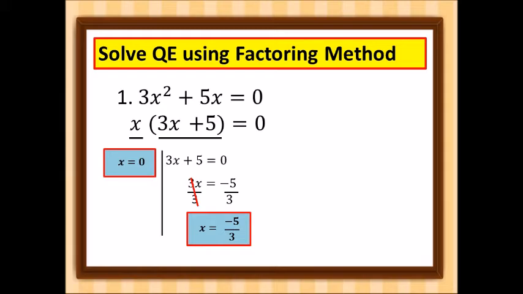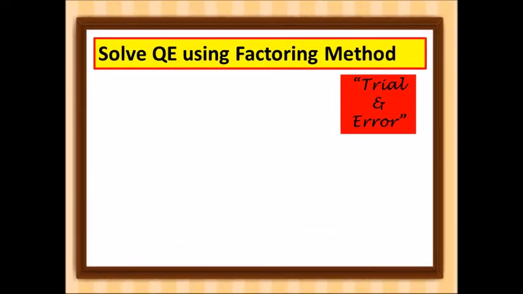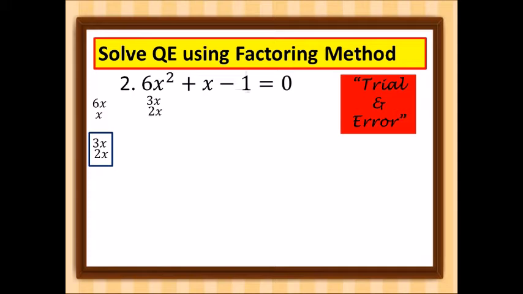Okay, now let's have the second example using trial and error. Okay, so we have 6x squared plus x minus 1 is equal to 0. So the possible factors for 6x squared are 6x times x and 3x times 2x. So here, we will be using 3x times 2x. For negative 1, the factors are 1 and negative 1. So multiply horizontally, we will have 3x times 1, which is 3x. 2x times negative 1, which is negative 2x.